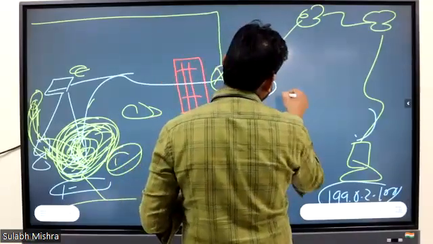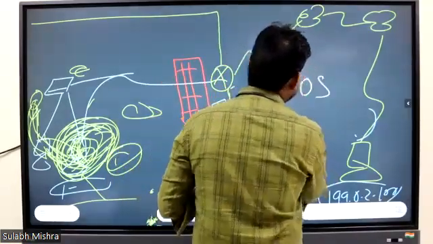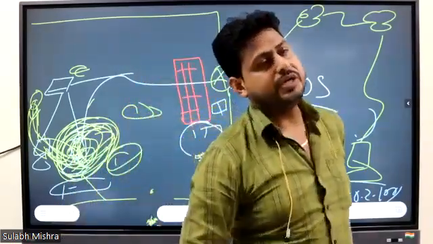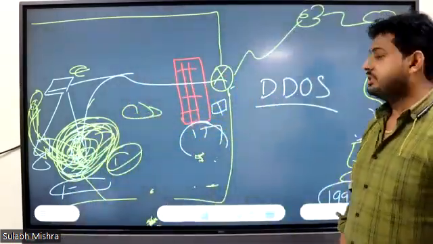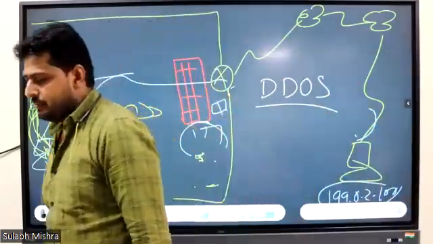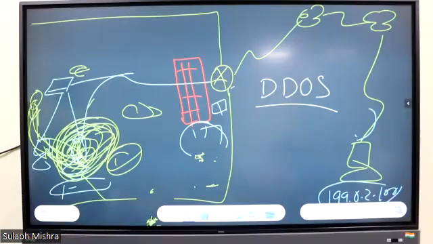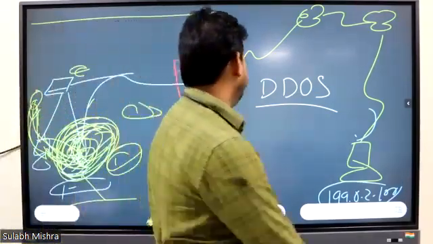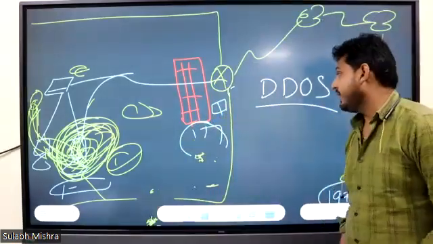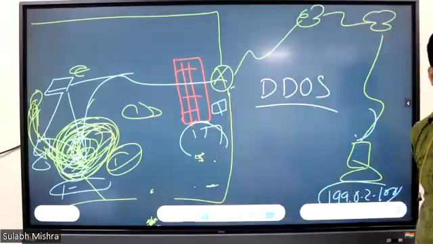What do you call it? DDoS. DDoS stands for distributed denial of service. So distributed denial of service is one of the biggest attacks. Still, you will see many companies hit by it. Usually, you will see DDoS attacks in companies. DDoS stands for distributed denial of services.